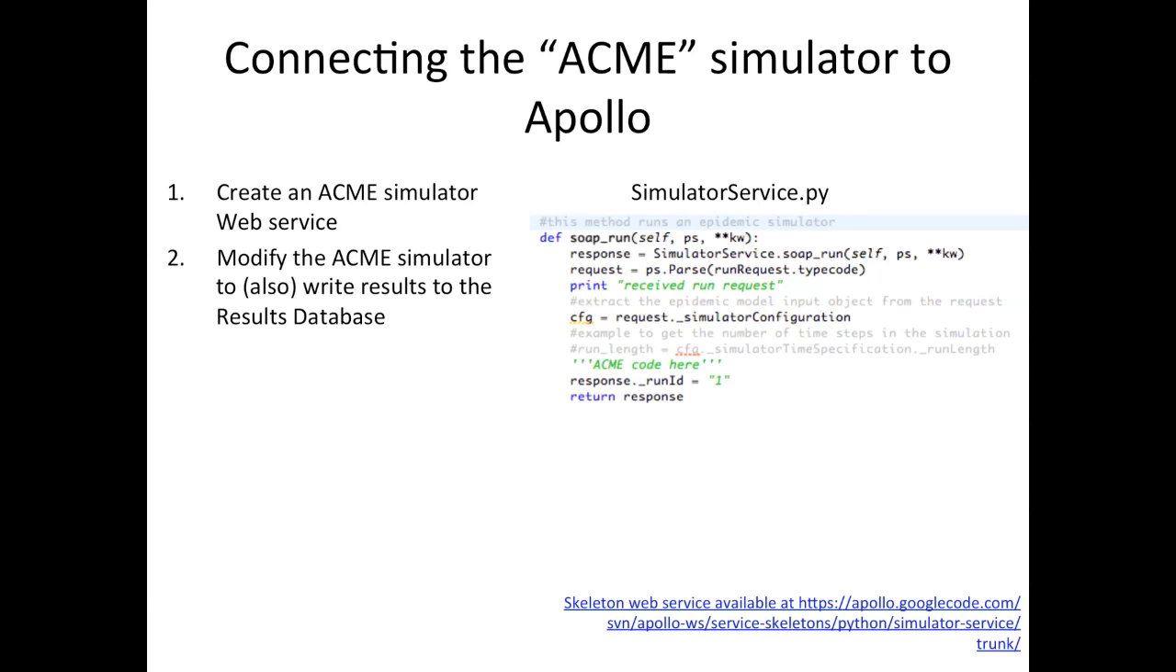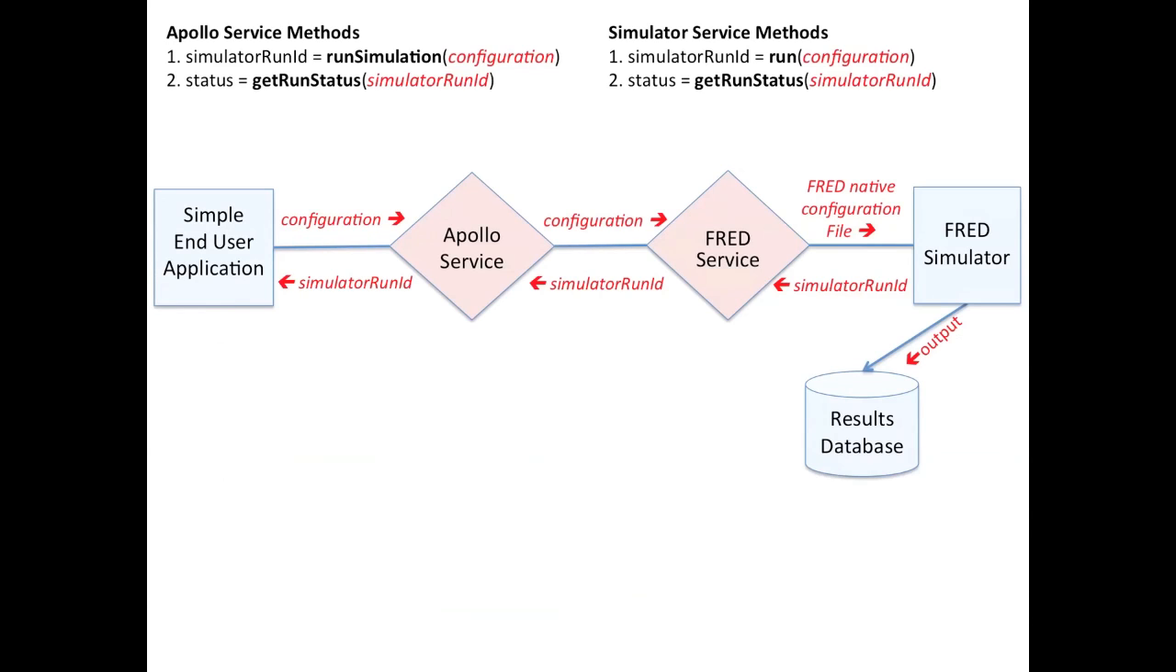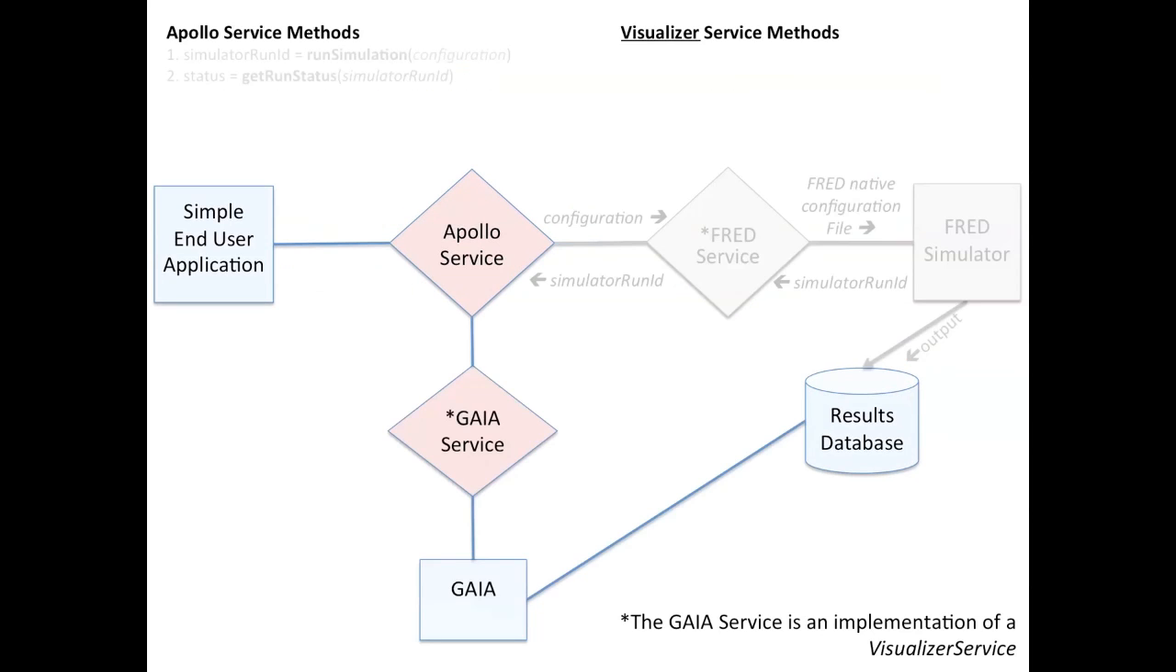The second step is to modify the Acme simulator to write results to the Apollo results database. Finally, the developer registers his Acme simulator with Apollo. At this point, we have described all the components of the Apollo web services that a developer of a simulator needs to know about when developing a simulator web service for his or her simulator. For completeness, we next describe how an end-user application queries the results database.